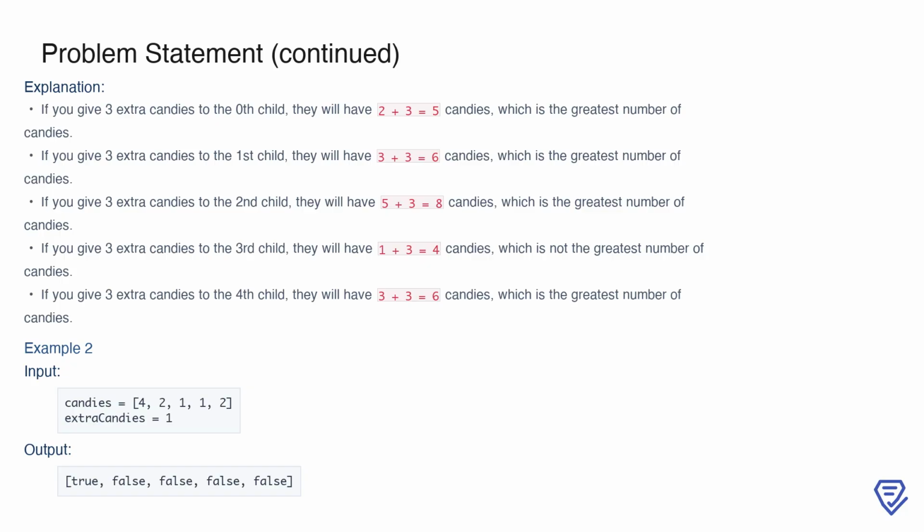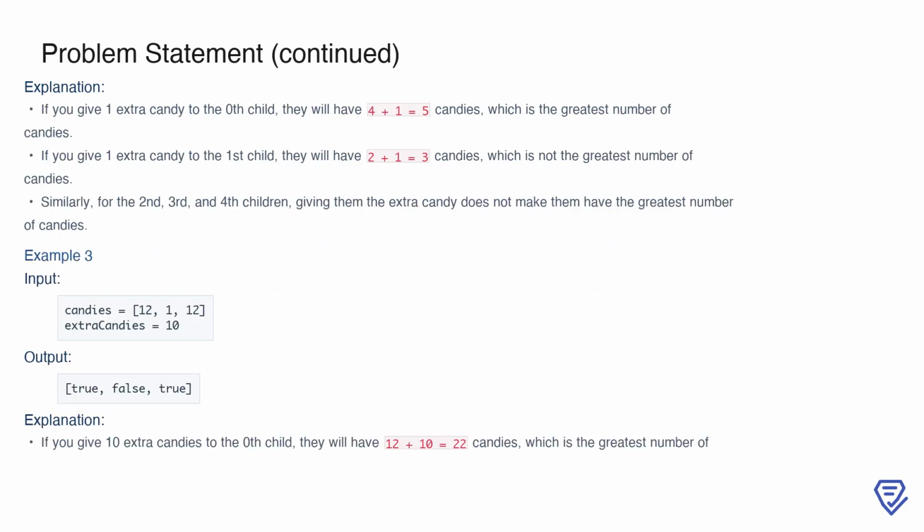For the first child, adding 3 extra candies gives 3 plus 3 equals 6, which is also the greatest, so the result is again true. Similarly, the second child ends up with 5 plus 3 equals 8, the greatest number, so the result is true. However, the third child with 1 plus 3 equals 4 does not have the greatest number of candies, so the result is false. Finally, the fourth child gets 3 plus 3 equals 6, which is the greatest, so the result is true. The final output is true, true, true, false, true.